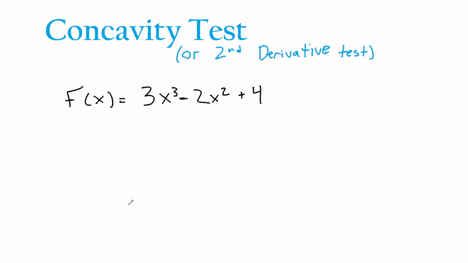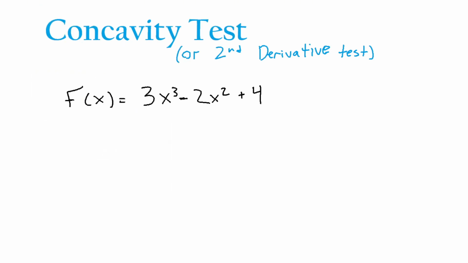So if we're given f, there's really only two steps to the concavity test. Step one, we have to find f double prime, right? Because we need to use this to evaluate where f is concave up, concave down, and where it has points of inflection. And the second step, we need to make a sign chart. So let's do it given f of x right here.